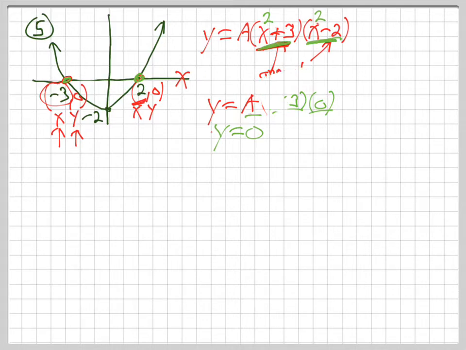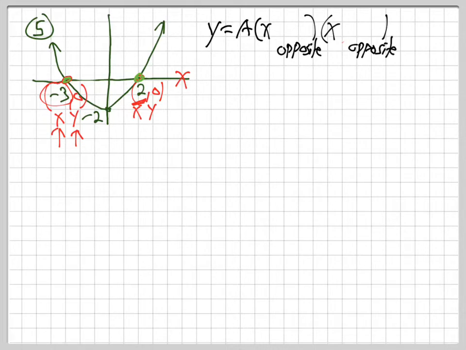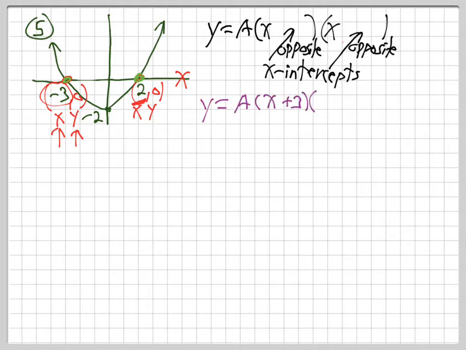So that's how you start off. In general, I should probably write off that general game plan. Whenever you have y equals a(x)(x), you do the opposite and the opposite of the x-intercepts. Always go there. That's a good thing to put on your notes for the exam. So it's the opposite of negative 3, plus 3, and the opposite of plus 2, minus 2.